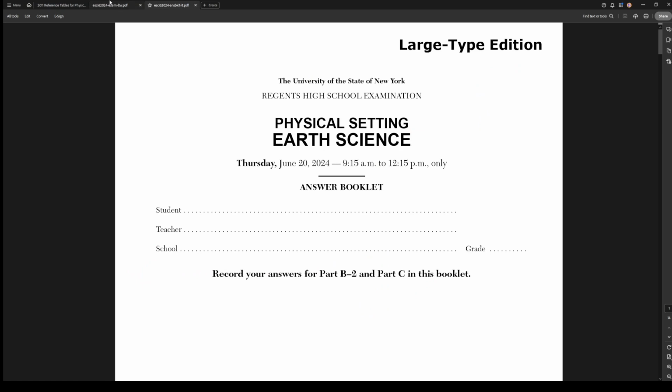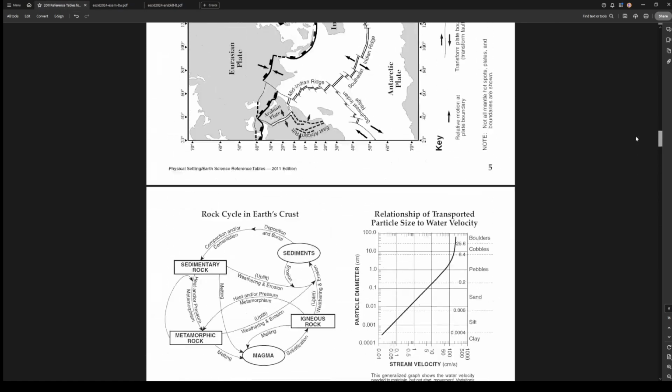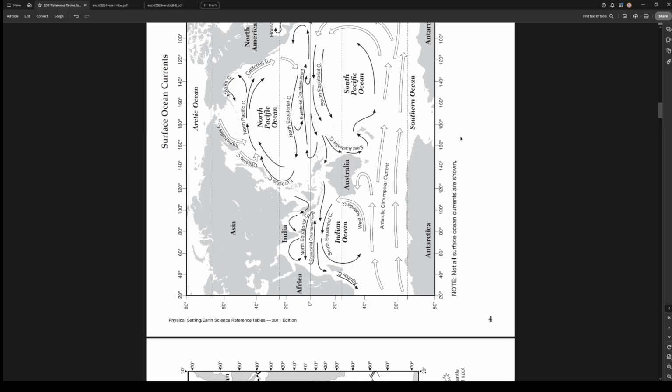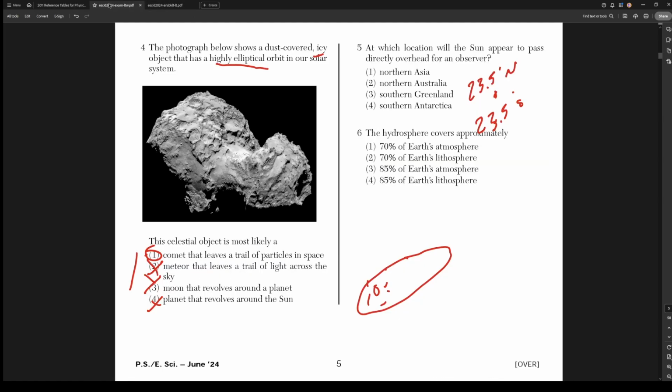For this, you can go to your reference table. We're going to go to page 4 or 5. Doesn't matter which one, 4 is probably better because it's labeled. So it looks like Northern Australia is in that zone. Here's 23.5 south and 23.5 north, so it's got to be in the middle of that. So it's going to be Northern Australia. You could check all the other ones, but I know it's the answer.